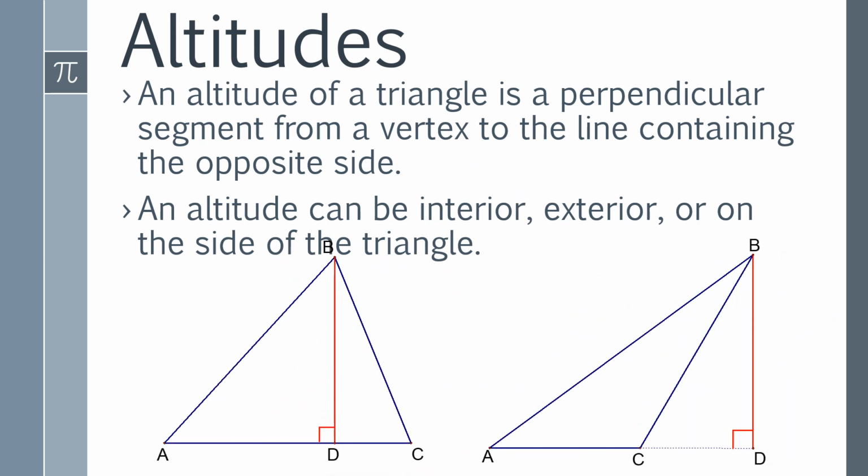Okay, so an altitude of a triangle is a perpendicular segment from the vertex to the line containing the opposite side. It can be inside the triangle or outside, as is evidenced by the triangles at the bottom of the screen. The triangle on the left, the altitude is in the interior, but the triangle on the right, the altitude is in the exterior. It could also be a side of a triangle, which is true for right triangles.